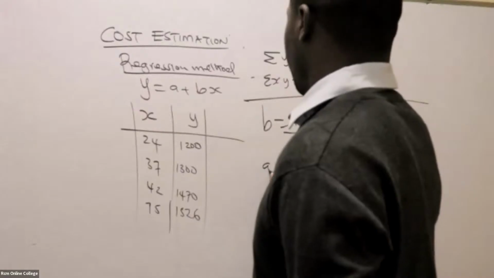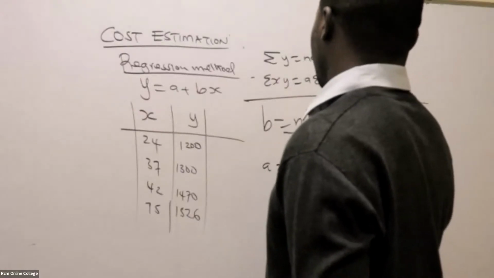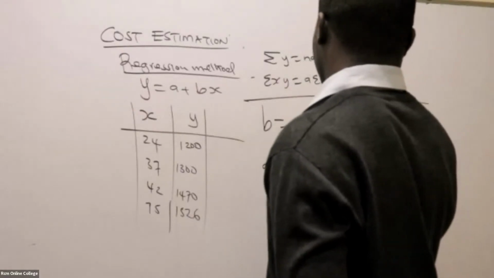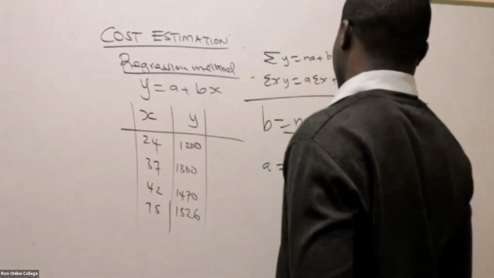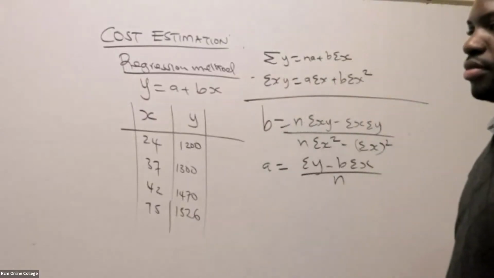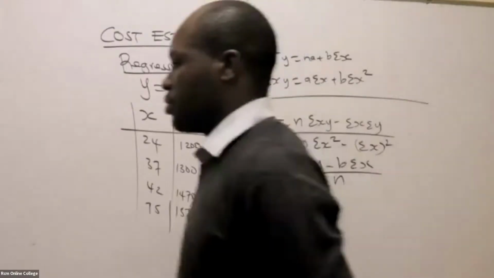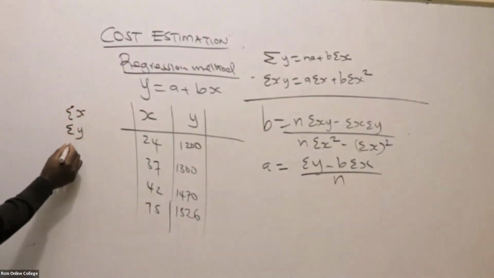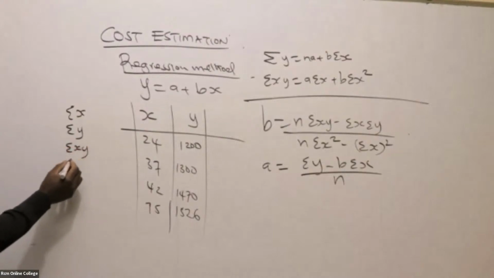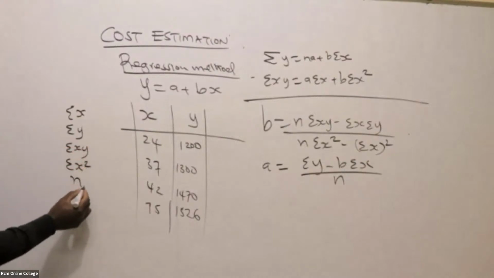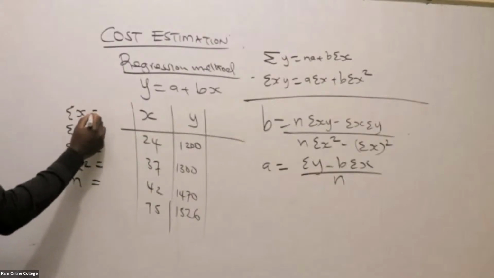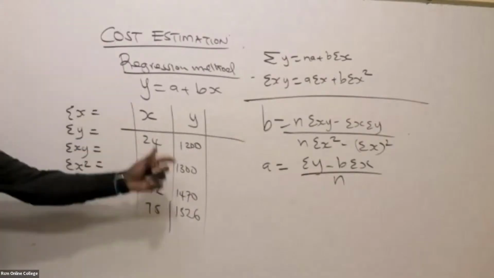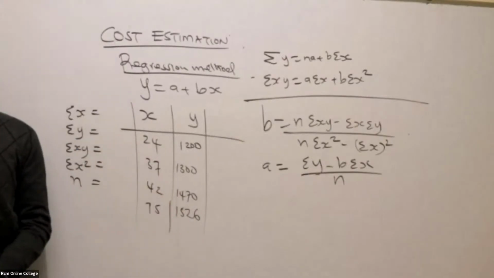Then getting the value of a is equal to summation of y minus b summation of x, everything divided by n. So it means you must be having summation of x, summation of y, summation of xy, summation of x squared, and of course you must be having n somewhere. That is what you are required to do at this level.